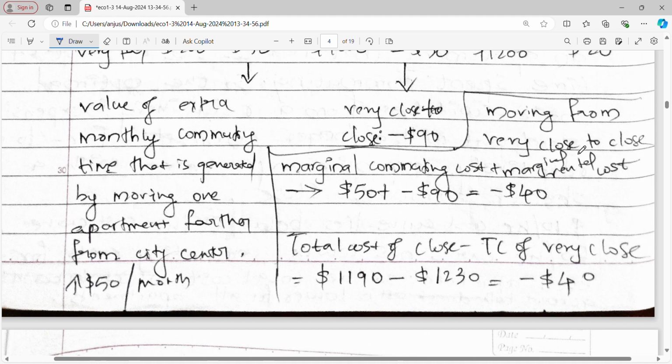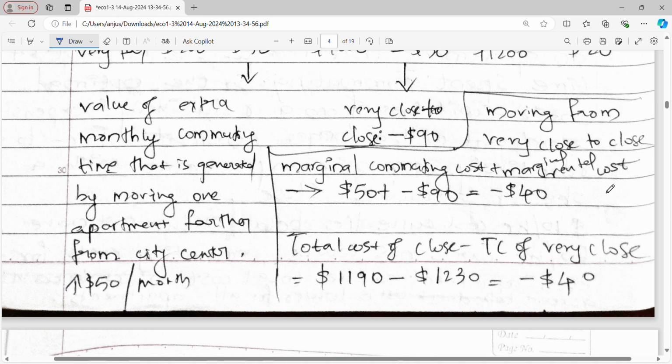Next, we can calculate whether far itself is the optimum in both the techniques of optimization. So moving from very close to close, the marginal commuting cost plus marginal rental cost, we are adding both the marginal costs. So it was $50, then it was minus $90, right? You can check the table here. So you will be getting minus 40.